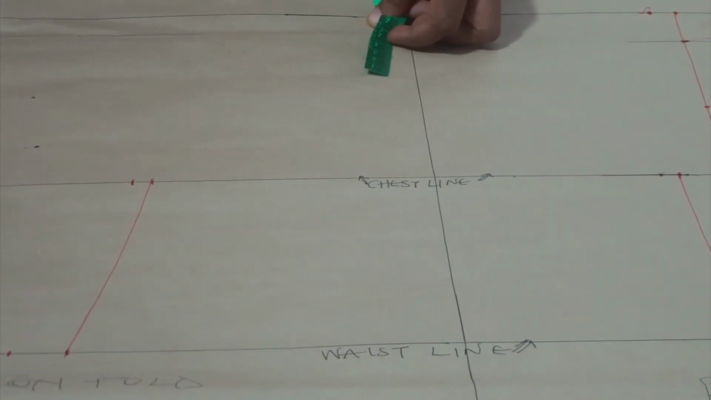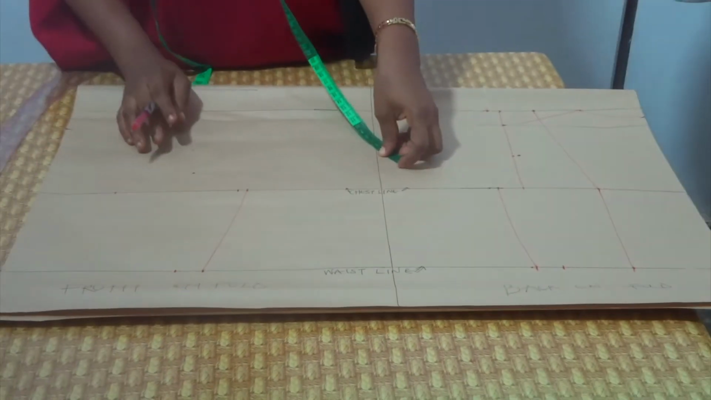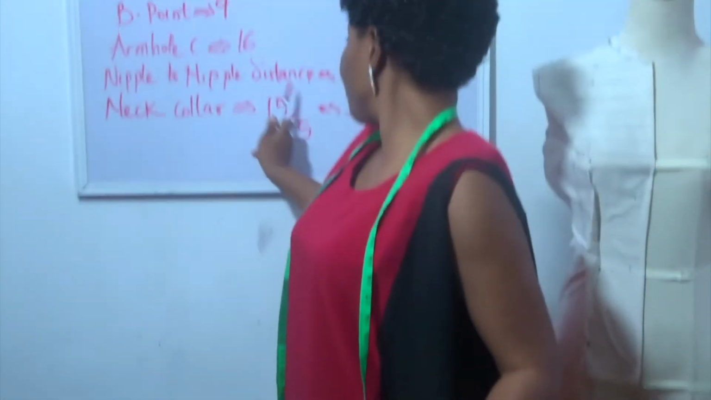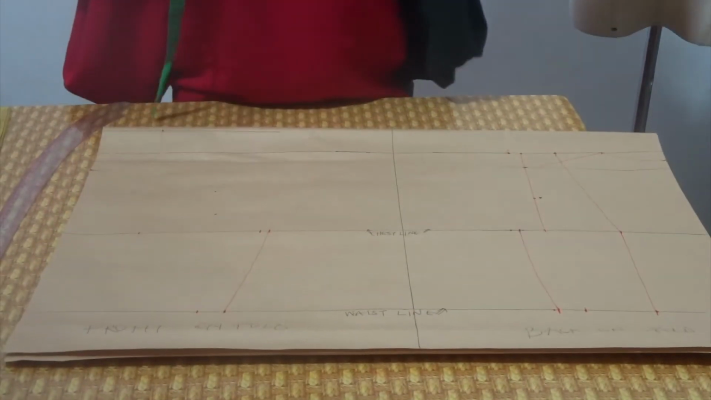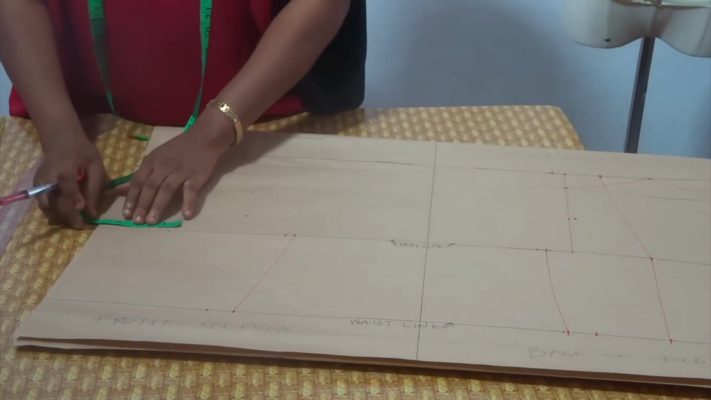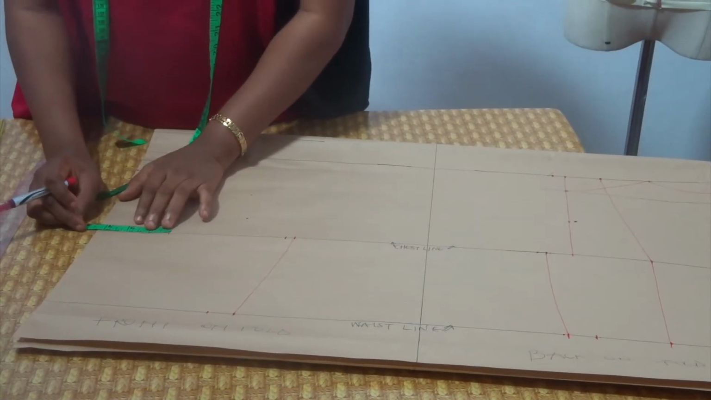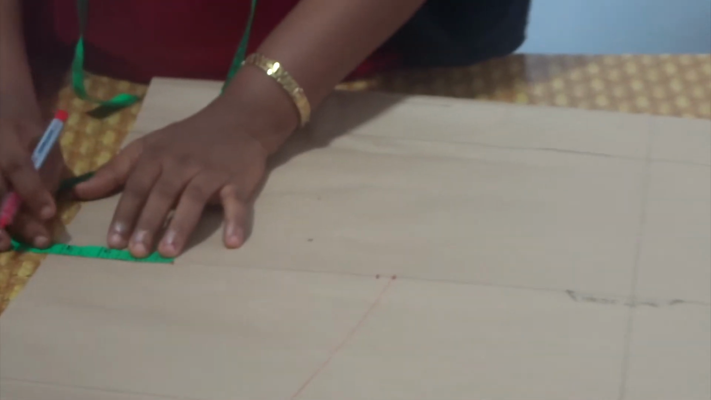For the front, do not look for the midpoint as you did for the back. Rather, look for the nipple to nipple distance, which is 6.5. So half of the nipple to nipple distance, which is 6.5, will be 3.25 here. This is it here. Now connect this line.